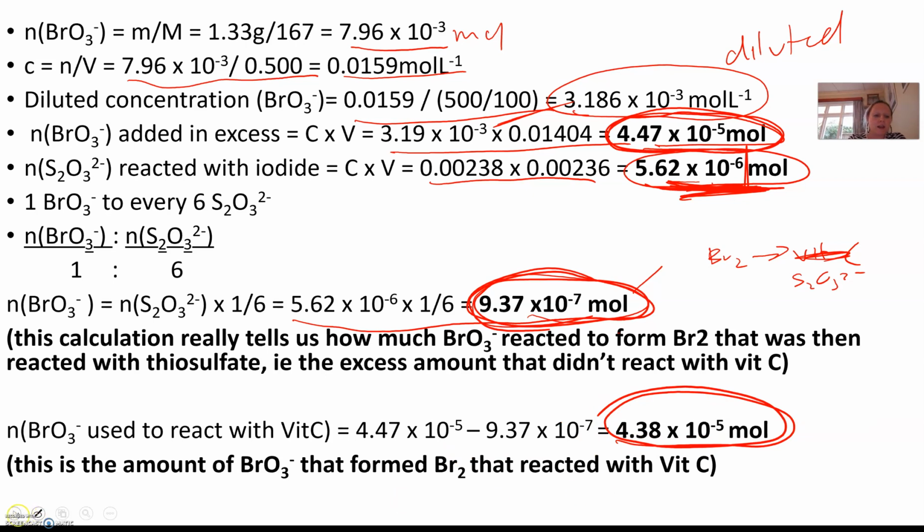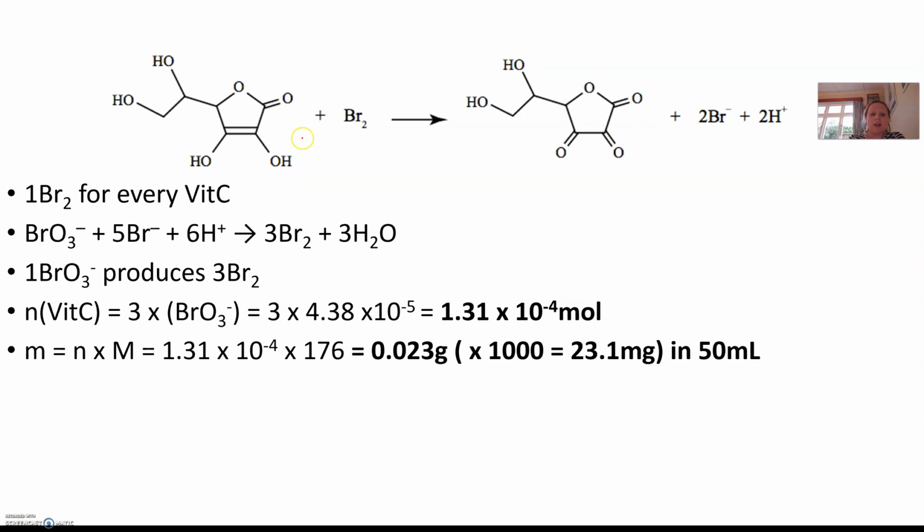Okay, and from there, what we can do is look at this equation, and it's a 1-to-1 equation. So every 1 bromine reacted with 1 Vit C, and 1 bromate produced 3 bromine. So this is a 1-to-3, okay? So therefore the number of moles of Vit C is going to be 3 times the number of moles of that bromate that we just got, and that gives us that number of moles. And then we can finally turn that into a mass by timesing by the molar mass, and you end up with 0.023 grams or 23.1 milligrams.